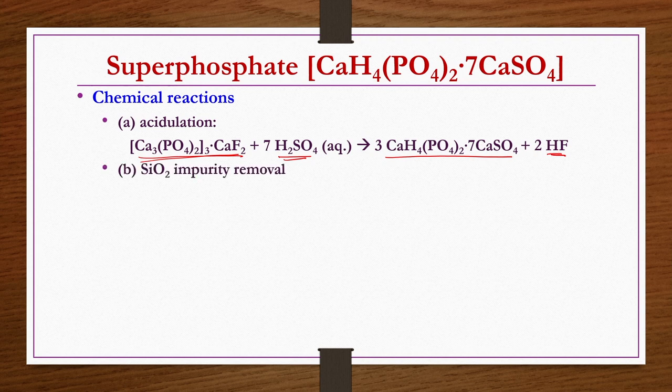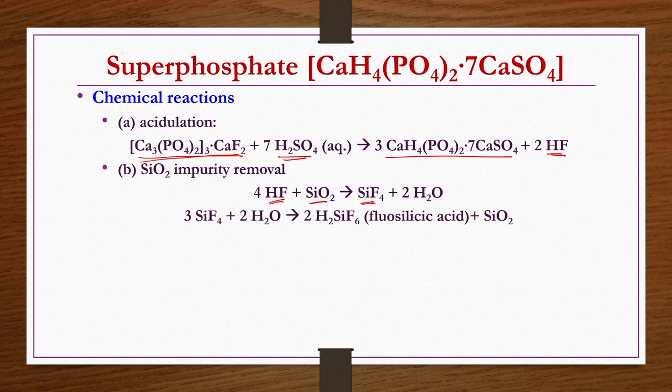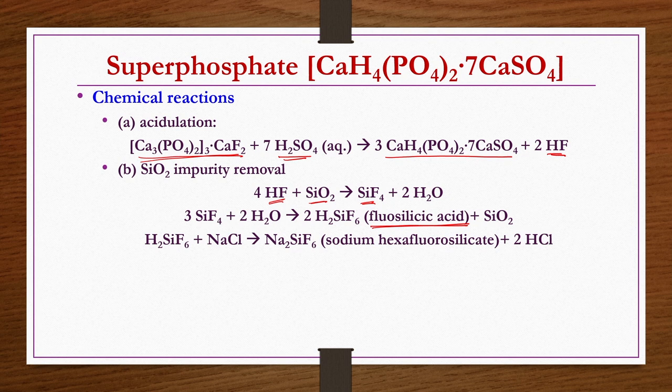Second reaction, SiO2 impurity removal, it is done by reacting SiO2 with HF to get silicates and water. The silicates again react with water to produce fluosilicic acid. Fluosilicic acid is produced by this reaction, which further reacts with sodium chloride to produce sodium hexafluorosilicate, okay, along with the HCl, right?